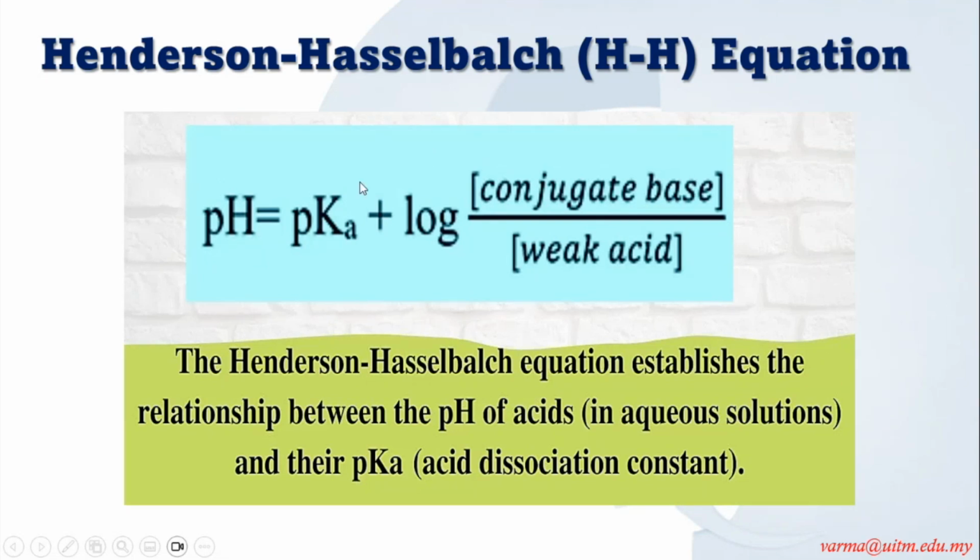Okay, and then you have to say it is an equation that establishes the relationship between the pH of acids in aqueous solution and their pKa, the acid dissociation constant. These are the words you must know. pKa is the acid dissociation constant. Okay, that is the Henderson-Hasselbalch equation.